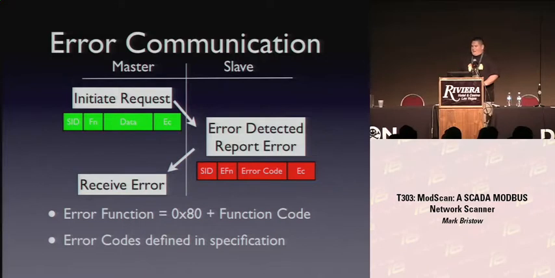This basically becomes the foundation of how my scanner works. So the error codes are defined in the spec. I'm not going to go over them. They don't really matter. The only one that matters that you'll see in the slides is error code 3, which means illegal data value.